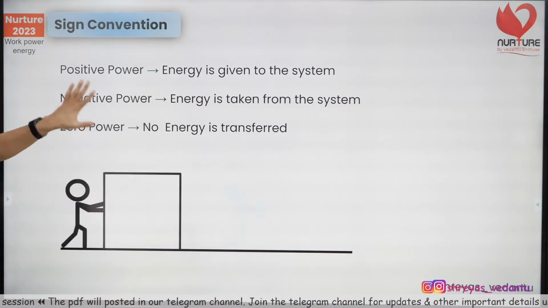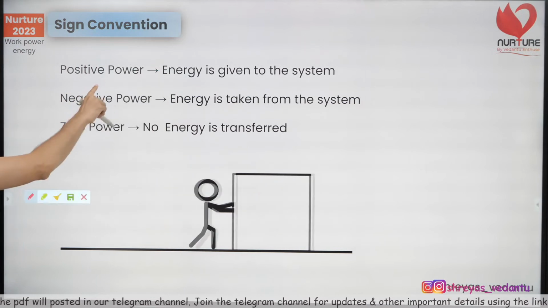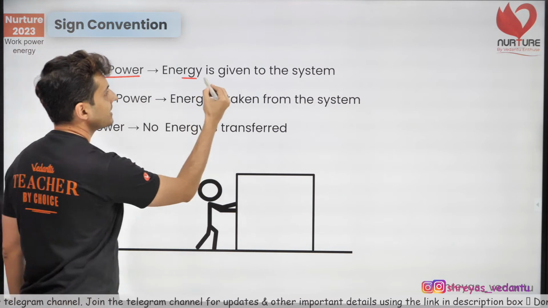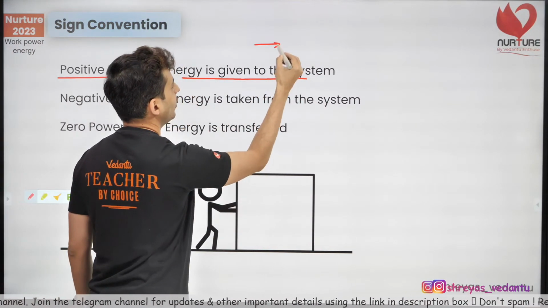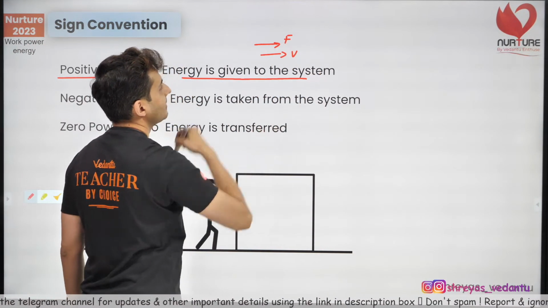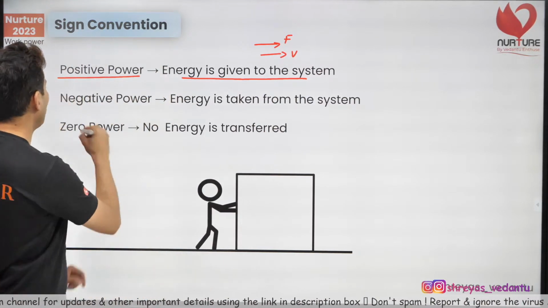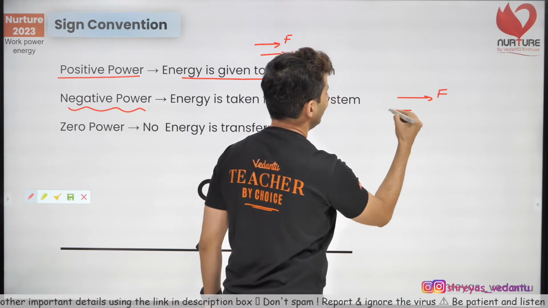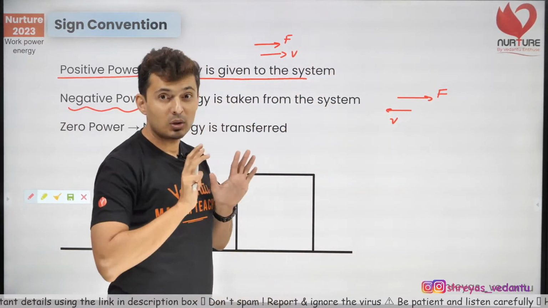Now there are again the same sign conventions: positive power, negative power, and zero power. Positive power means energy is given to the system. That means force and velocity are in the same direction. Negative power means energy is taken from the system. Force is here, velocity is here. That means you are trying to stop it.